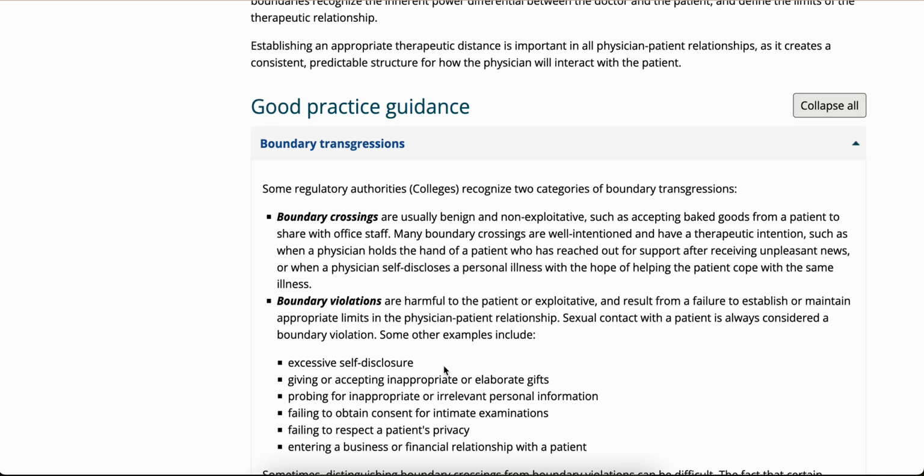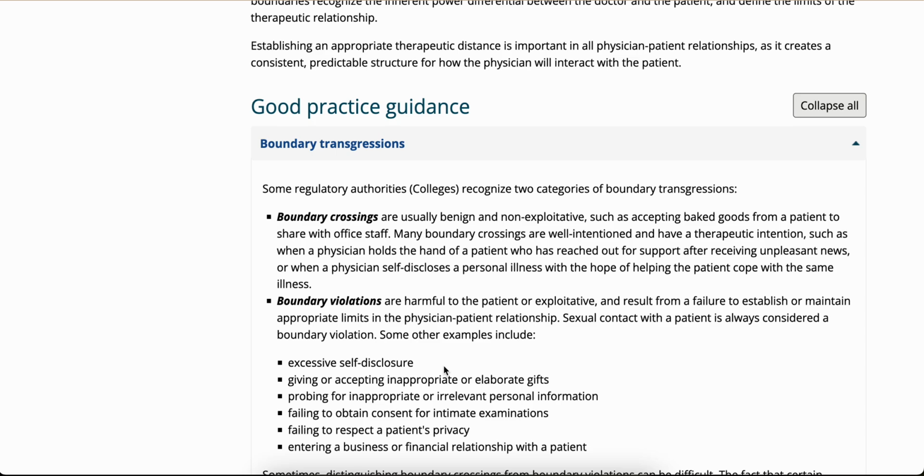So it could be exploiting at some point, and at some point it's harmful, because the patient will feel, oh, I'm giving him cookies every week, so when I come this time without an appointment, maybe he will do me a favor and see me as soon as possible. That means he or she will feel that this doctor is going to do me a favor because I have been giving him cookies for the last 3 weeks, and this results from a failure to establish or maintain the appropriate limits in the physician-patient relationship. Sexual contact with the patient is always considered a boundary violation. Any kind of sexual contact, any kind of sexual relationship is a violation. There is no way it can be a boundary crossing.